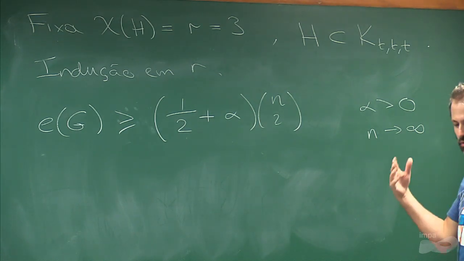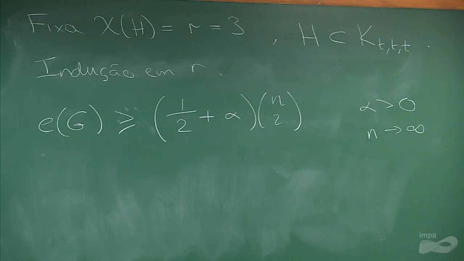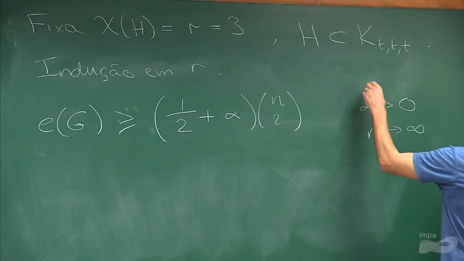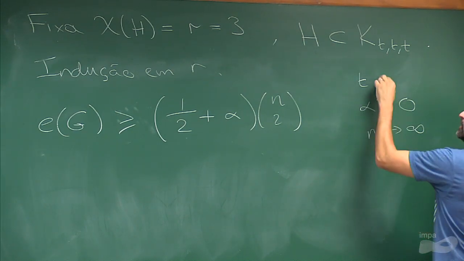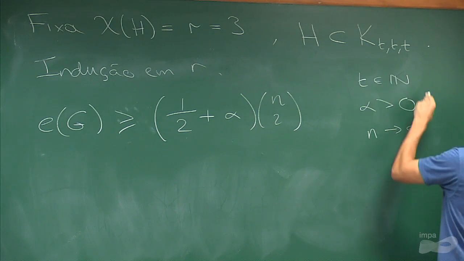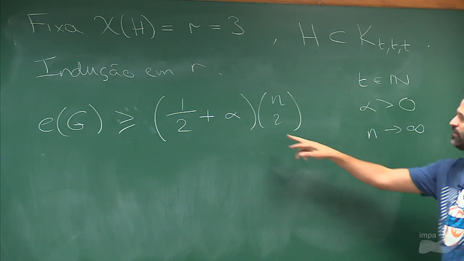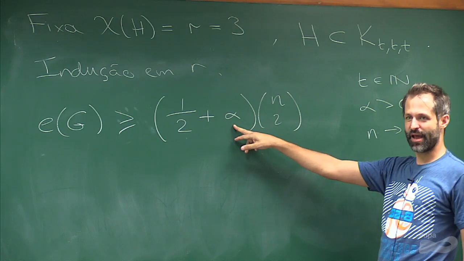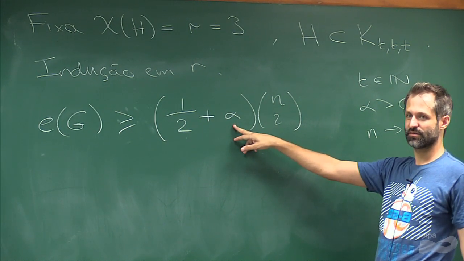So what can we use the induction hypothesis for? Yeah, so t is some integer. t is given. Alpha is given. So our bound can be anything arbitrarily small.